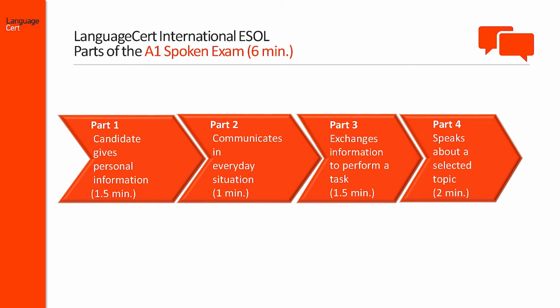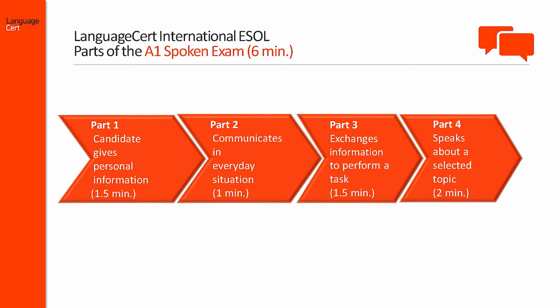Part 2 requires the candidate to take part in a situational role play. The aim of this task is for the candidate to use functional language in a range of real-life situations. The candidate is presented with 2 or 3 situations, and both the interlocutor and the candidate need to produce at least 2 turns each time. Part 2 lasts 1 minute.